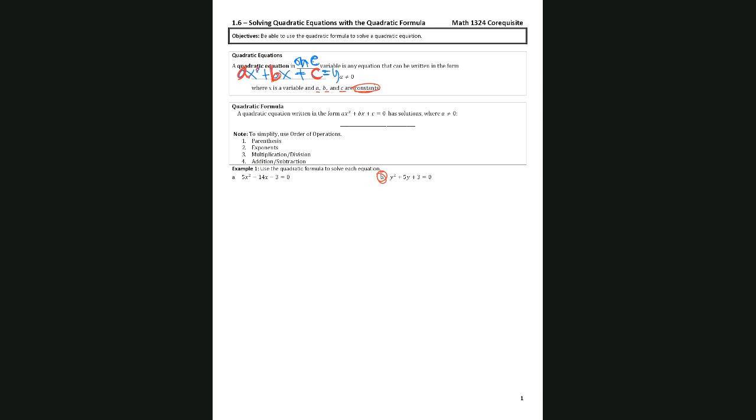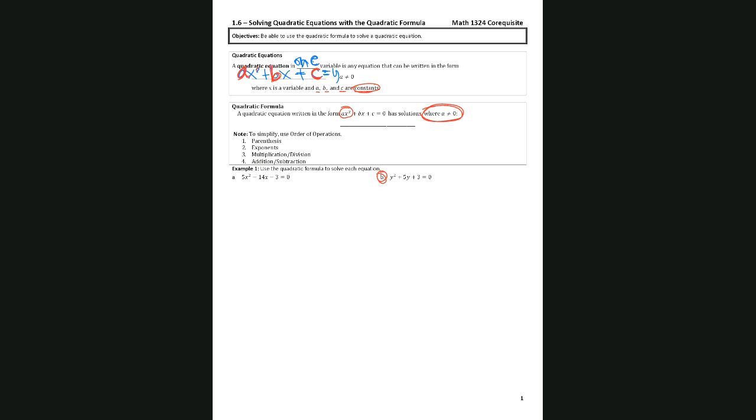So let's write that one next. A quadratic equation written in the form ax squared plus bx plus c equals 0 has solutions where a cannot equal 0. And that's very important, because if the coefficient of the x squared term was 0, then we wouldn't be talking about a quadratic equation. So we have to make sure that the x squared exists there so that we can still call it a quadratic equation and solve it with the quadratic formula.